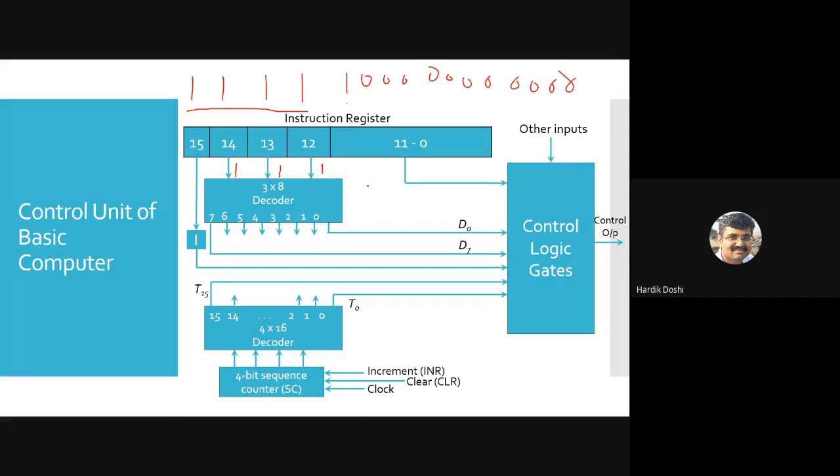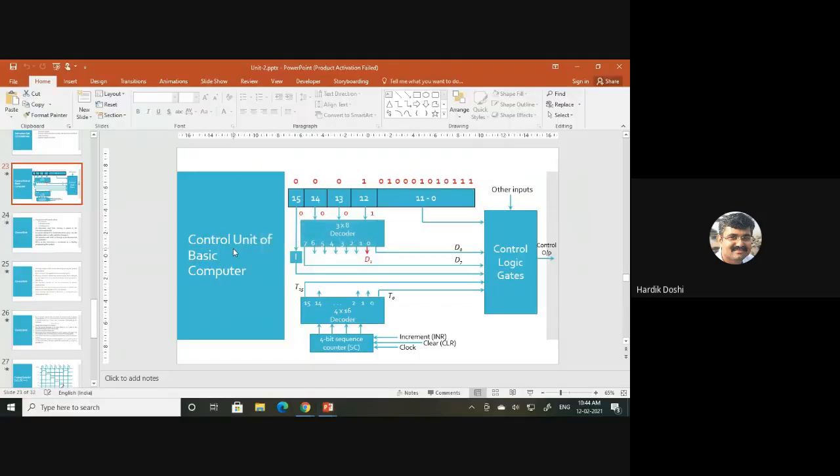What will be the output of this decoder? Line number 7 will be selected. So D7 will be the output. Is it? Yes. Okay. So just remember, when it is an IO instruction, the D7 line will be enabled. Yes or no? Yes.